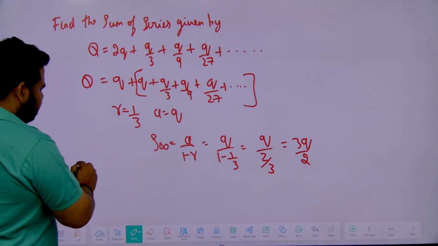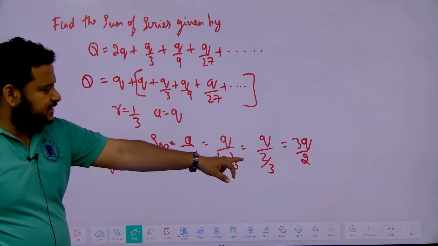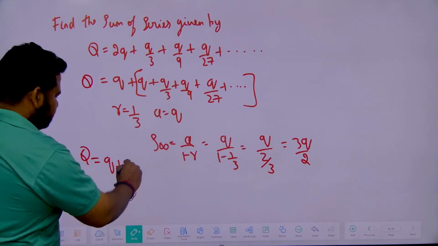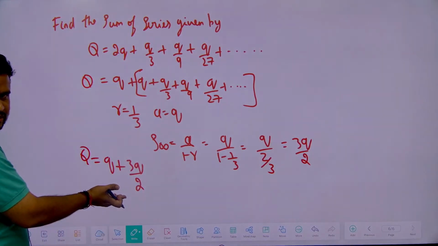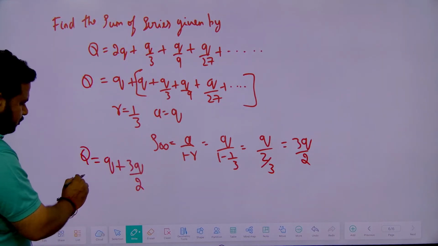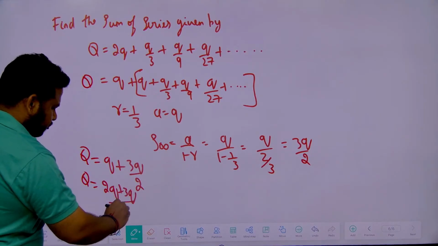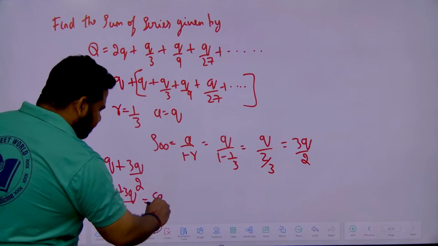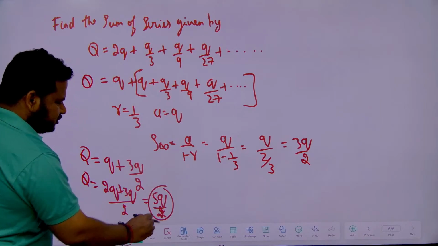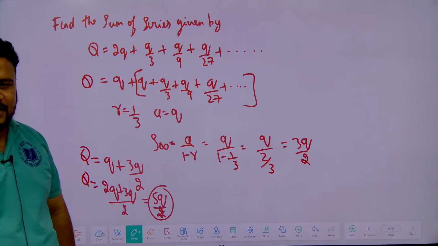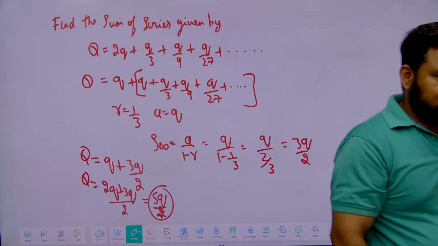So we got Q is equal to this Q plus what is this value? This entire thing we got as 3Q by 2. Now add this. LCM is 2 only. So 2Q plus 3Q divided by 2. That is nothing but equal to 5Q by 2. So this is what we got as the answer, 5Q by 2. Understood? This is how we can apply sum of infinite terms of the GP here. Clear? Make a note of it.